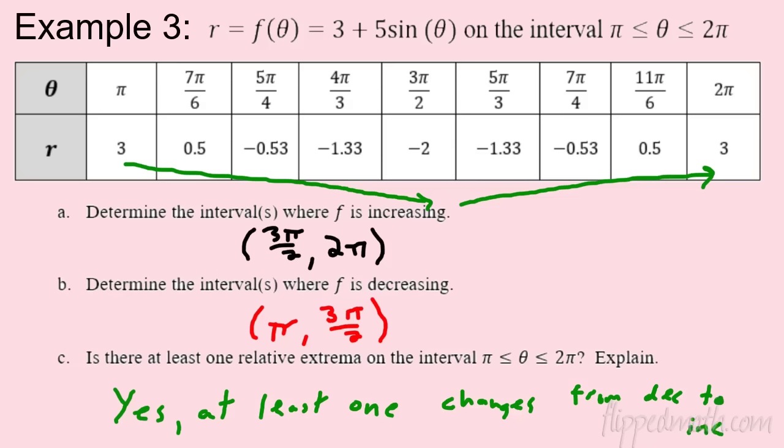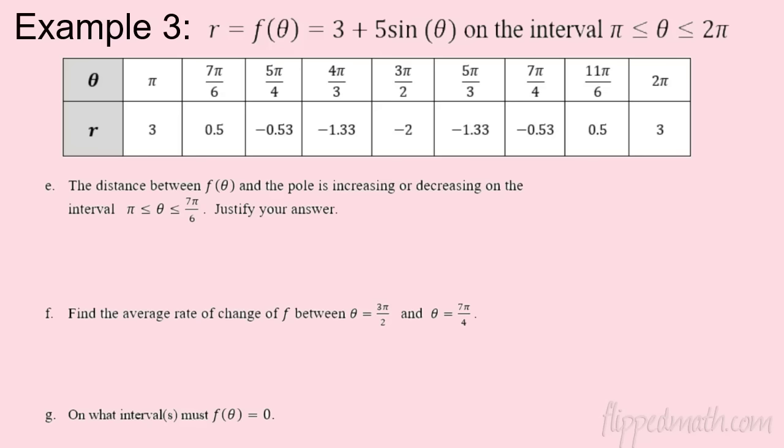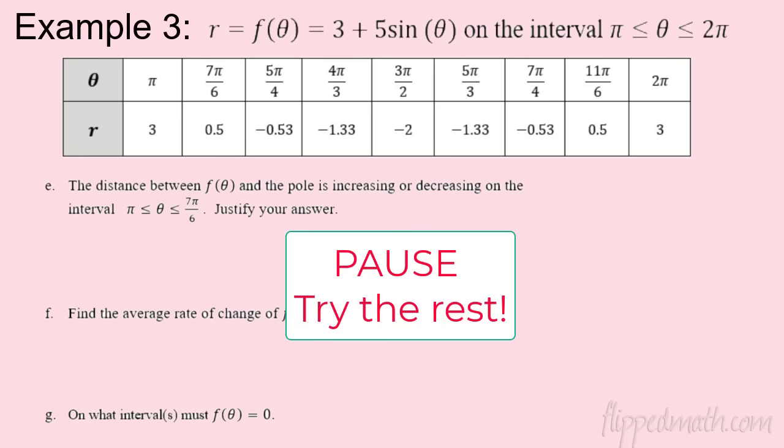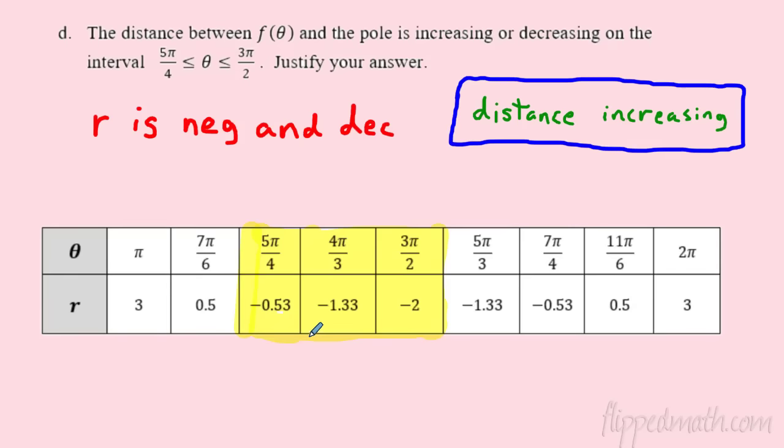Awesome, super cool. All right, using the table that we got in there, we filled it in with our calculator. See if you can pause and answer the rest, and then I'm going to talk through them quickly. Good luck. All right, let's start with letter D here. I highlighted it below. Hopefully you said the distance is increasing. Why is that increasing? Well, it's a negative r value. I can see it's negative here over this interval, and it's getting smaller. It's actually decreasing, so I'm getting further away from it, so the distance is increasing.